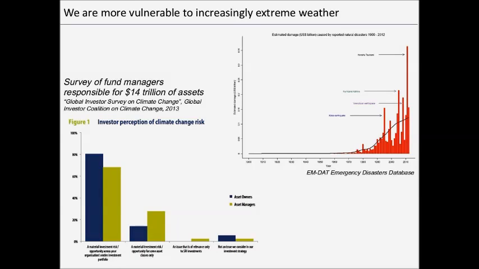In the bottom left, you see a survey from last year from the Global Investor Coalition on Climate Change, which surveyed the attitude of fund managers responsible for $14 trillion of assets. And what it's showing is that both asset owners and asset managers are increasingly taking investment or divestment decisions based on an understanding of the climate change risk of the assets or businesses they're considering investing in.